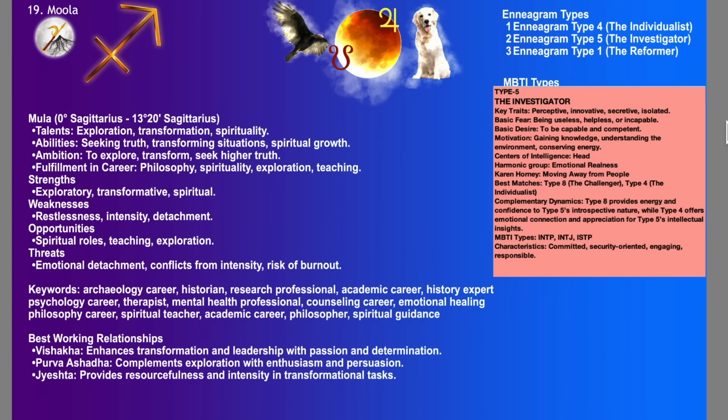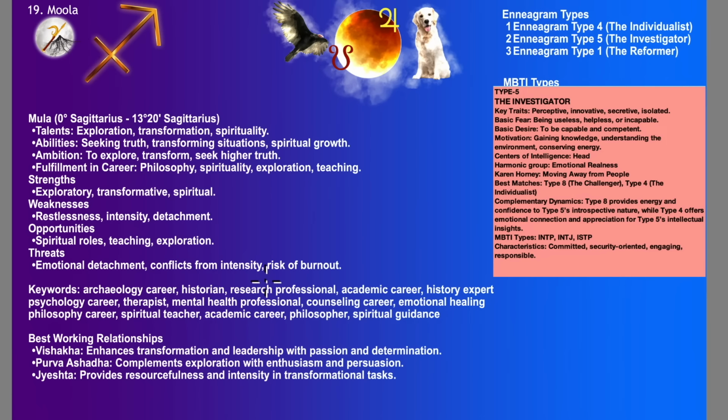Next Enneagram type, number 5, the investigator. Key traits here being perceptive, innovative, secretive, and isolated. Their basic desire is to be capable and competent. Motivation is to gain knowledge, Guru, Jupiter there, understanding the environment and conserving energy. And now these are very heady people, moving away from people. So this particular kind would be in archaeology, maybe a historian, research in history, research in sociology, for example.